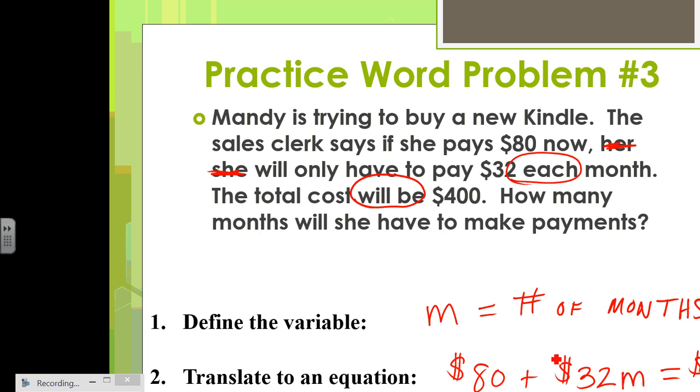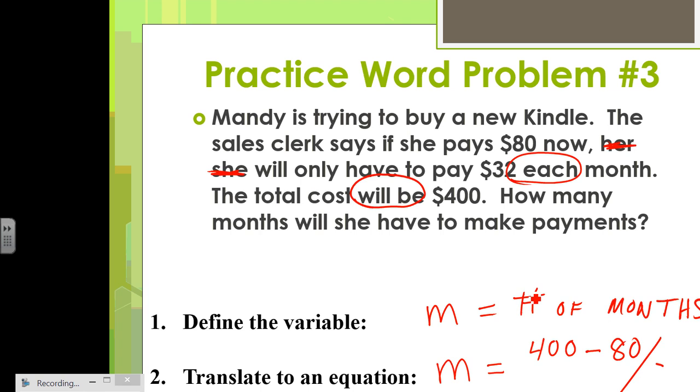Here's what I want you guys to be careful of, and this is what I'm going to be hard on people about. I know this is not necessarily needing of algebra to solve this certain problem, right? But some people come into this lesson and they want to define what M is, and then the translation looks something like this. M is equal to 400, take away the $80 payment, and then divide by 32. Okay? That's not what I want to see.